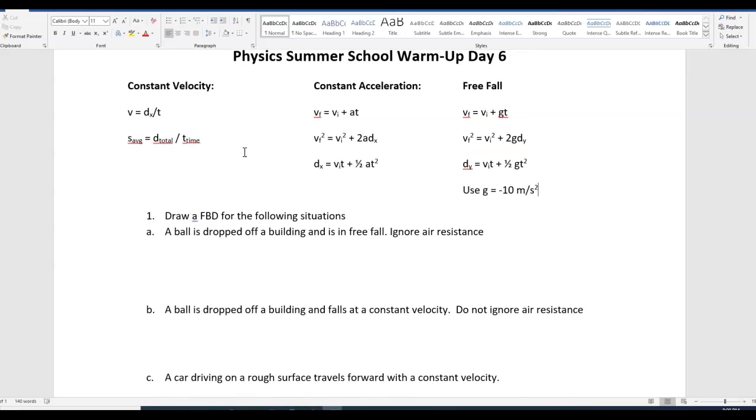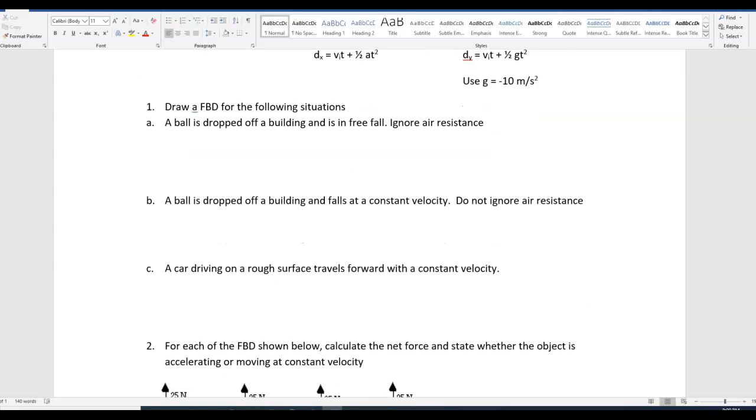Okay, so in this video we're going to be looking at warm-up for day number 6. This is going to be a really quick video because we're just drawing some free body diagrams and answering some questions about net force. Take a look at question number 1.